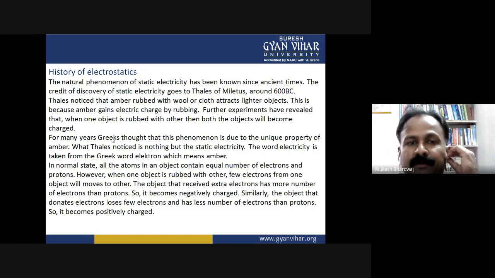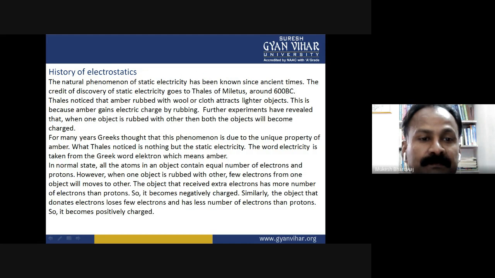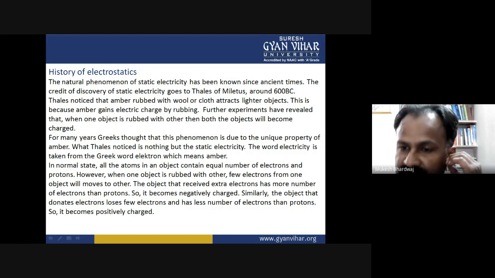History of electrostatics. The natural phenomena of static electricity has been known since ancient times. The credit of discovery of static electricity goes to Thales of Miletus around 600 BC. Thales noticed that amber rubbed with wool or cloth attracts lighter objects.